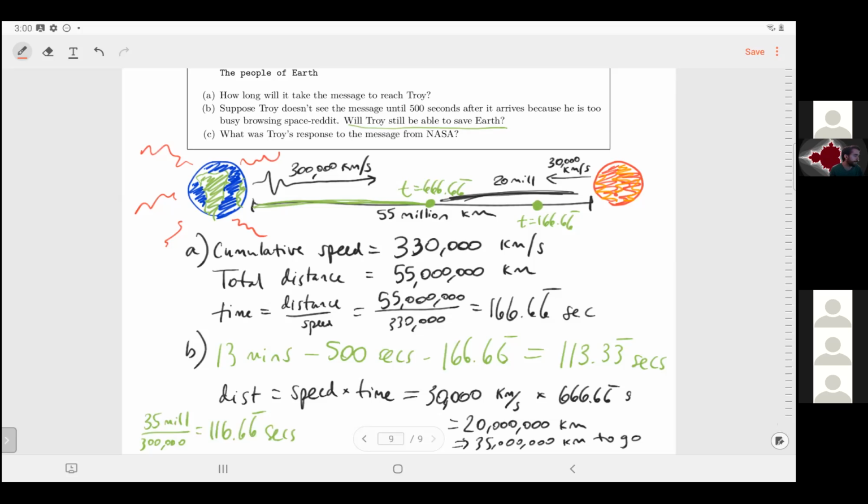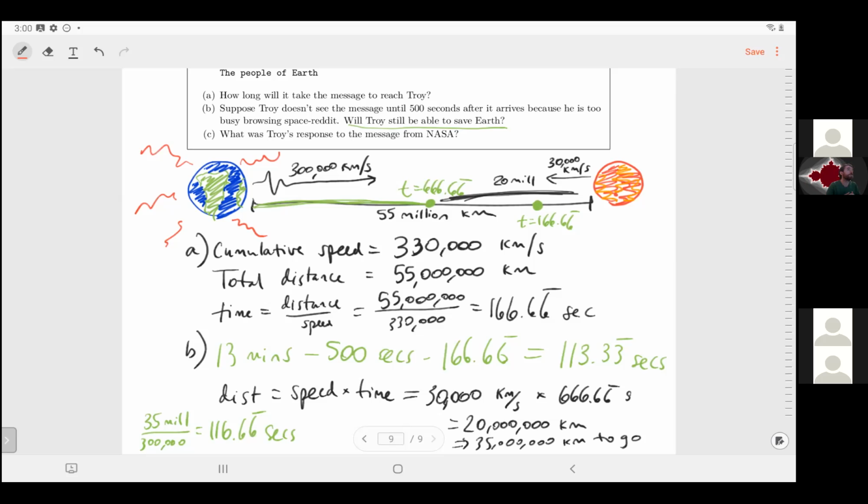I have a question. Mhm. Why did we use the speed 300,000 instead of 330,000 for part B? Let's see. So for part B, I'm just thinking about one-way travel at this point, right? In part A, there was a message coming in and me traveling in a spaceship towards it. So I combined their speeds. But for part B, the message has already reached me.